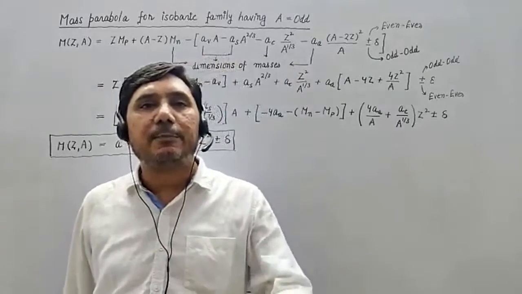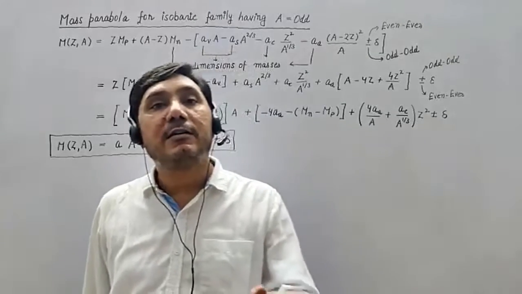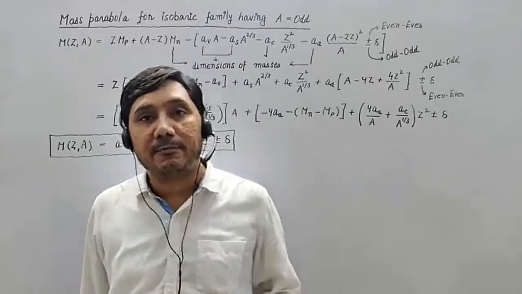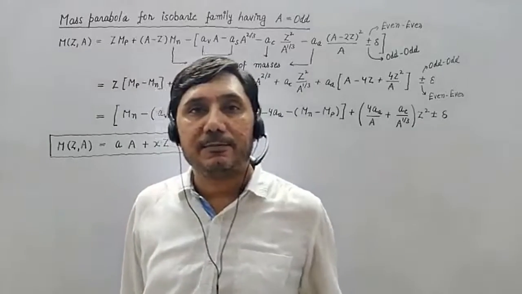basis of this we can predict, okay, this nuclei will be most stable out of a given isobaric family, for which the mass number is constant.